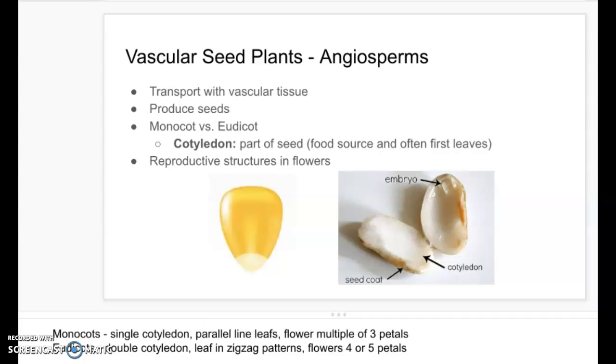And there are other differences. Monocots, if you look at the leaves, they're very different. They have parallel lines and they have flowers with 3 petals. But eudicots have zigzag patterns in the lines of their leaves, and they have 4 or 5 petals.